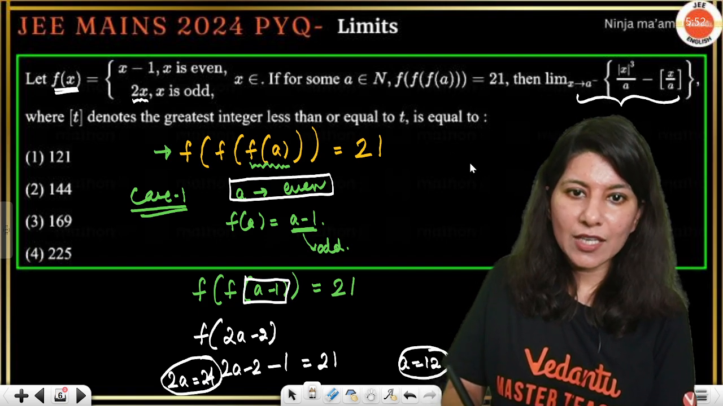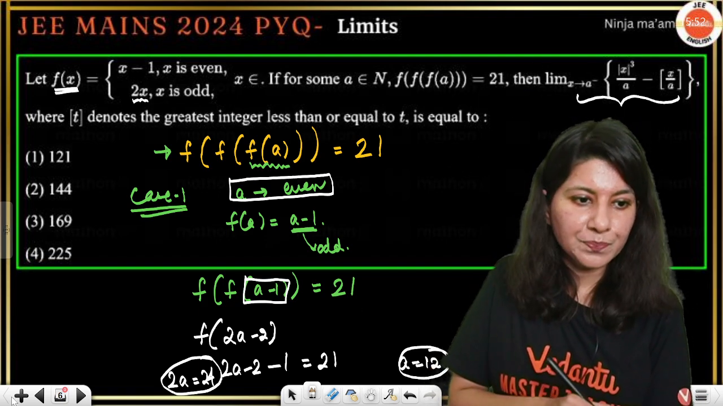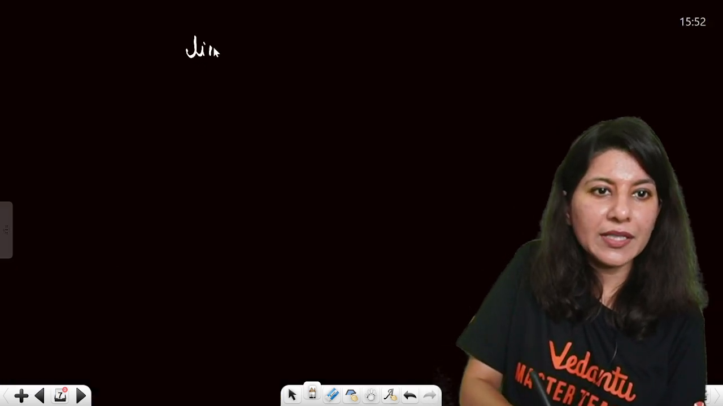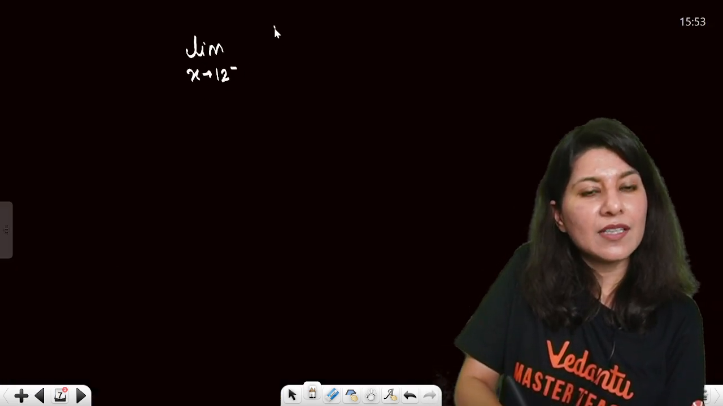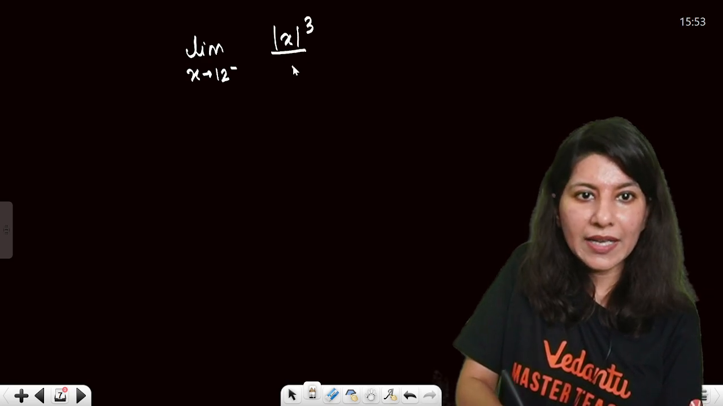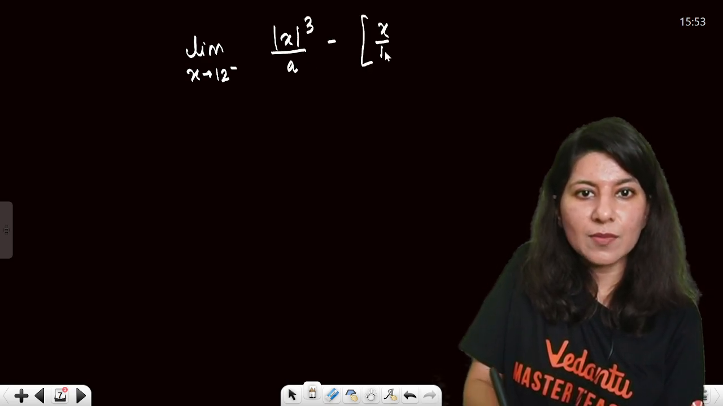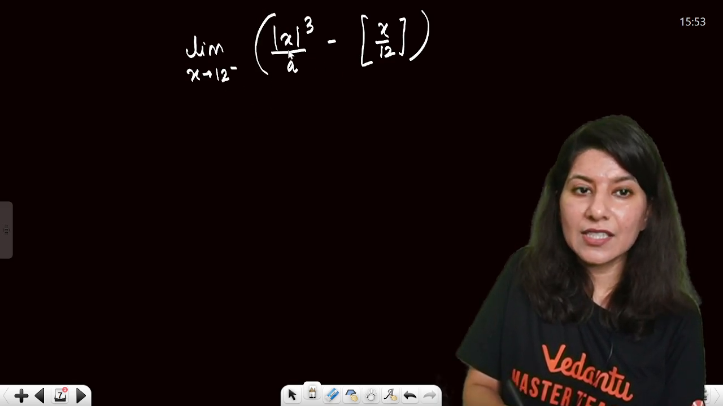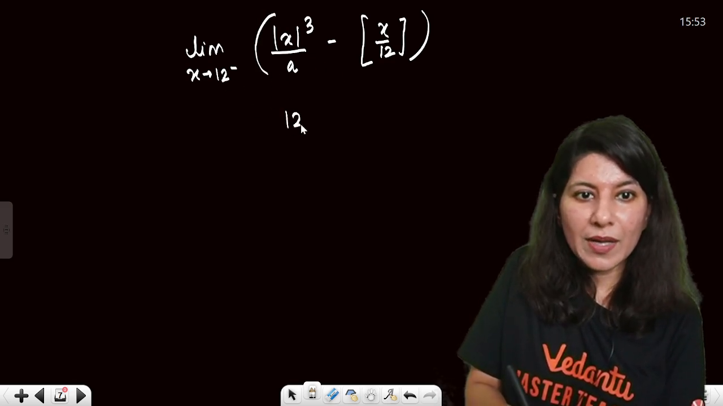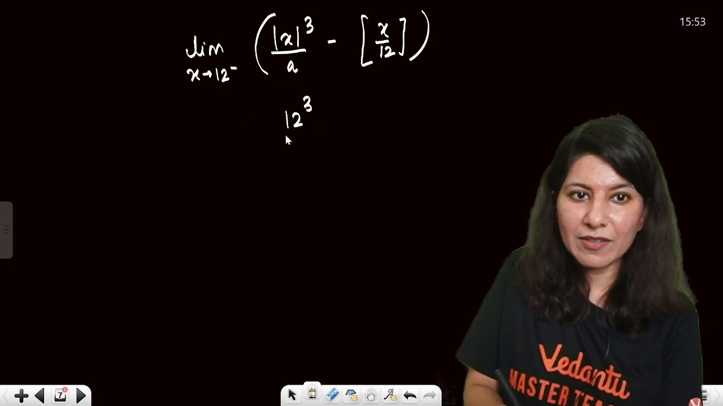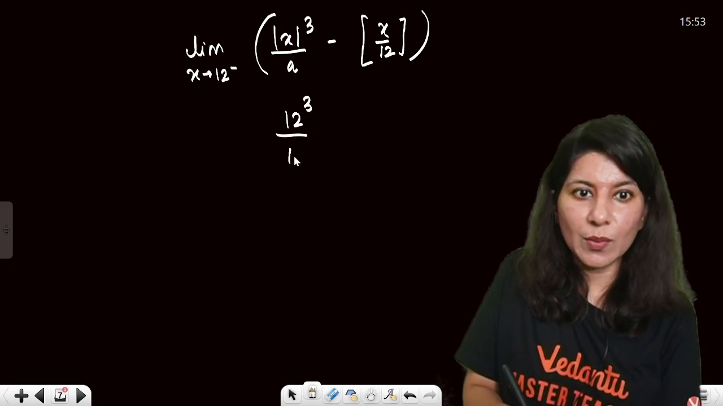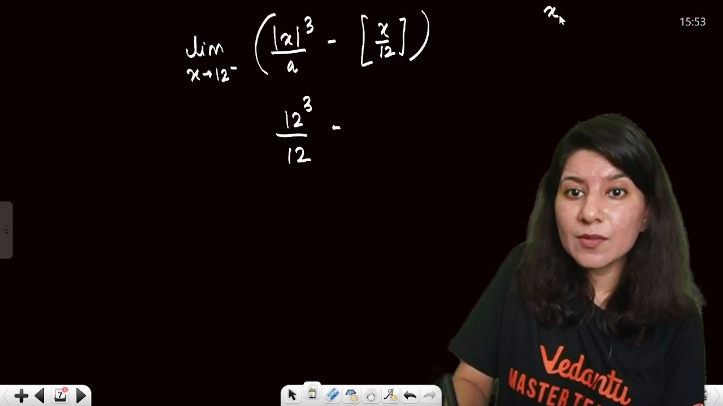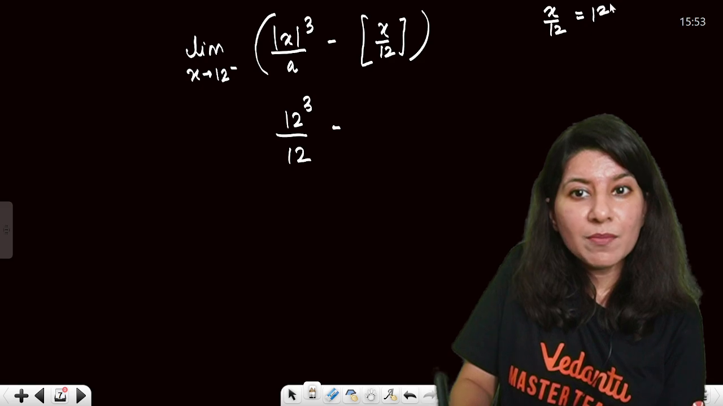A is 12. In this particular scenario we can calculate this limit now. Okay, so we need to calculate the limit x tends to 12 minus of mod of x cube by a minus GIF x by 12. This is what you need to calculate, right? So x is 12 minus, so this is 12 cube upon a. A is exactly 12. Upon 12 minus, x by 12 will be 12 minus upon 12.